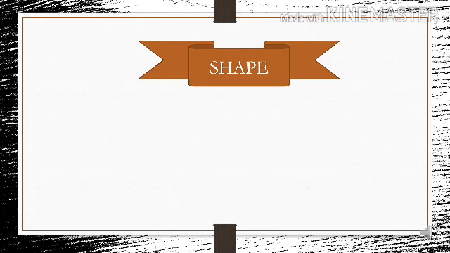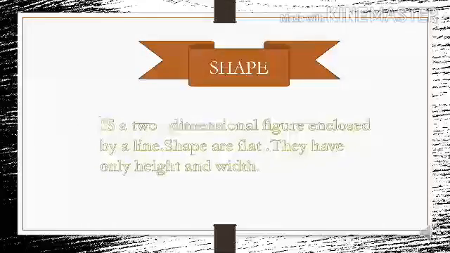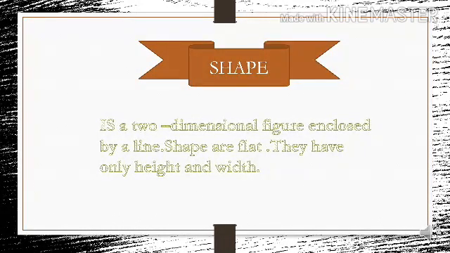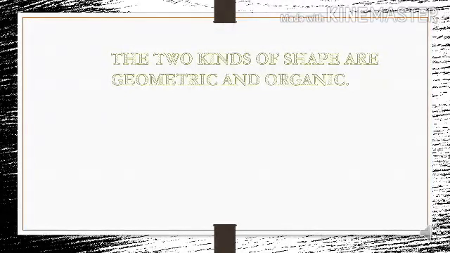Number 2. Shape. Shape is a two-dimensional figure enclosed by a line. Shapes are flat. They have a height and width. The two kinds of shape are geometric and organic.